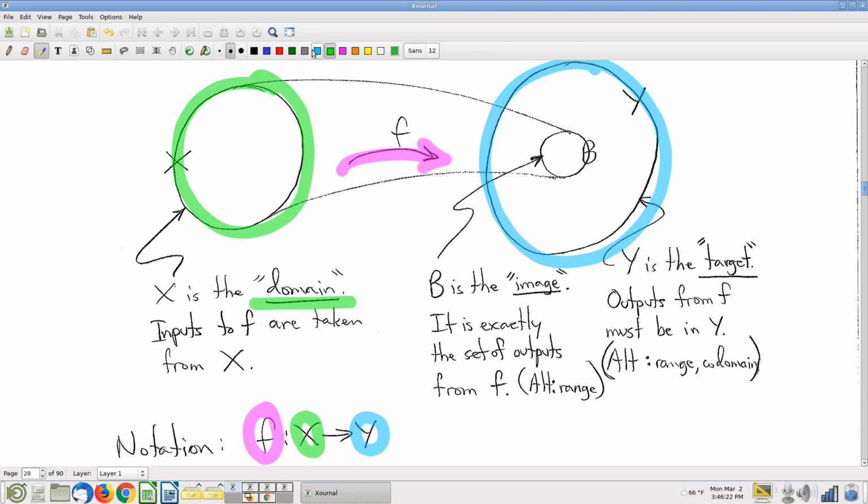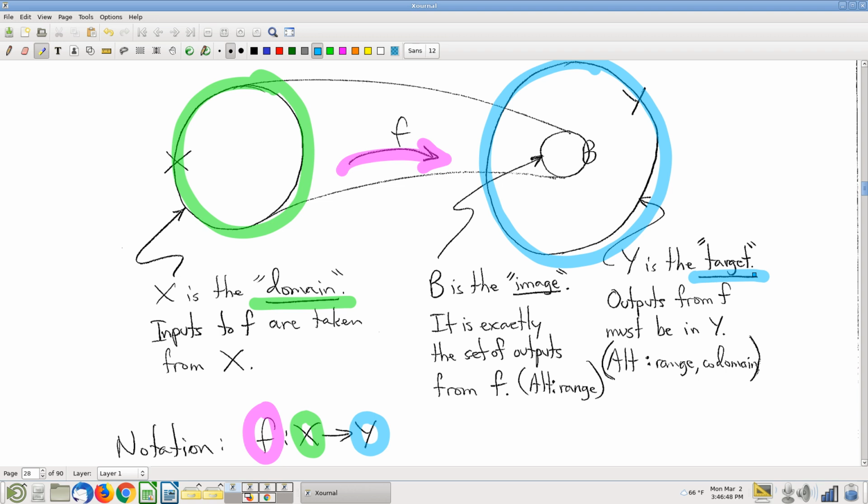What you might call the output space, this blue set that outputs from the function have to land in, we're going to use again the common term target. You can kind of think of it as the output space. It's the space where the outputs have to land. But the term that we'll use is target. Okay. All right, so this is the most important stuff to know about a function.